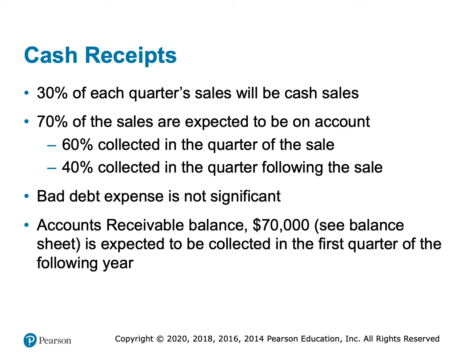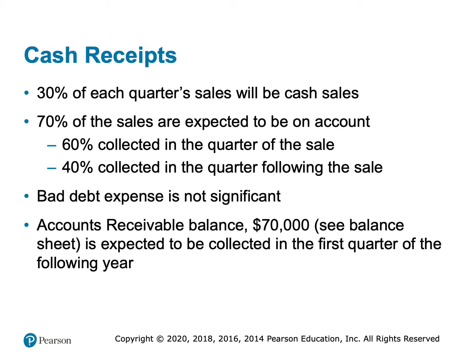But the other 70% will be sales on account. So people will buy from us and they'll say, hey, send me a bill, I'll pay you later. We'll have an account receivable. Of those account receivables, we expect to collect 60% of those in the quarter of sale. You can think of it this way: the people who buy in January will probably pay us in February. The people who buy in February will probably pay us in March. But the people who buy in March won't pay until April. So the 40% of those account receivables won't be collected until the following quarter, in this case quarter two.